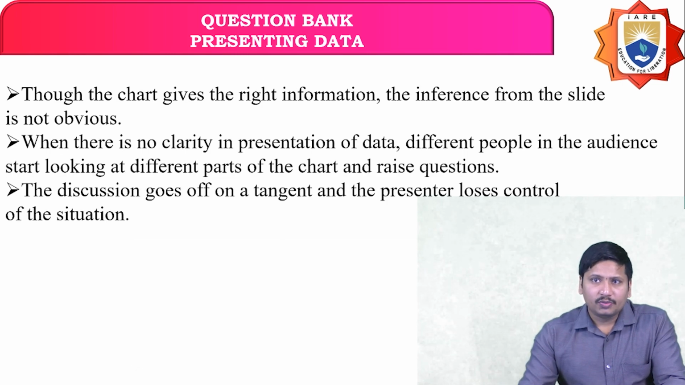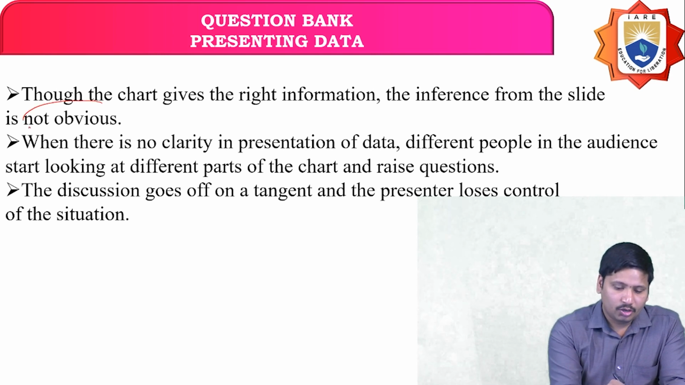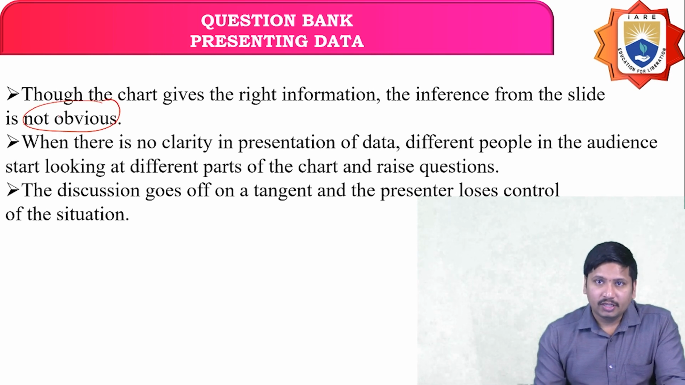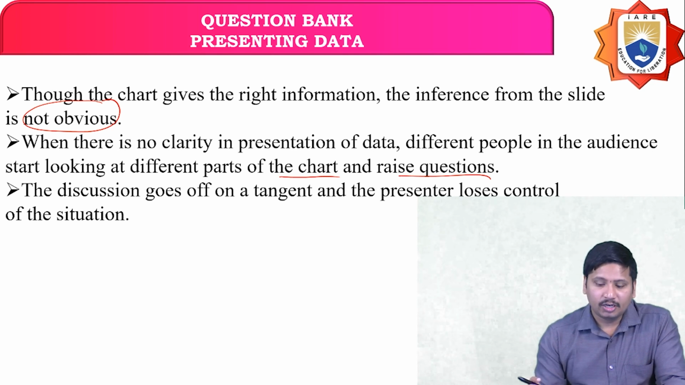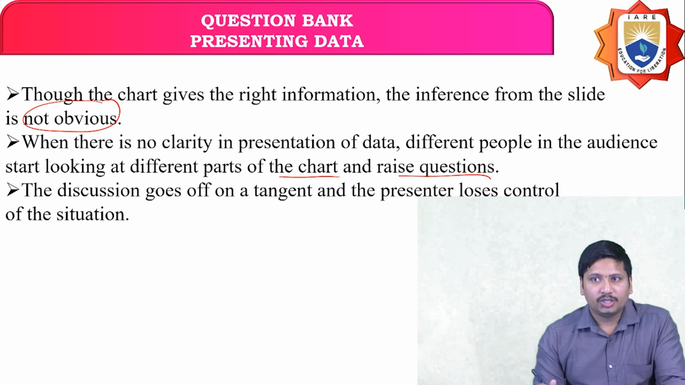Though the chart gives the right information, the inference from the slide is not obvious. Whenever there is no clarity in the presentation of data, different people in the audience start looking at different parts of the chart and raise questions. This kind of ambiguity may arise if the content of the presentation is not good, the discussion goes off on a tangent, and the presenter loses control of the situation as well.